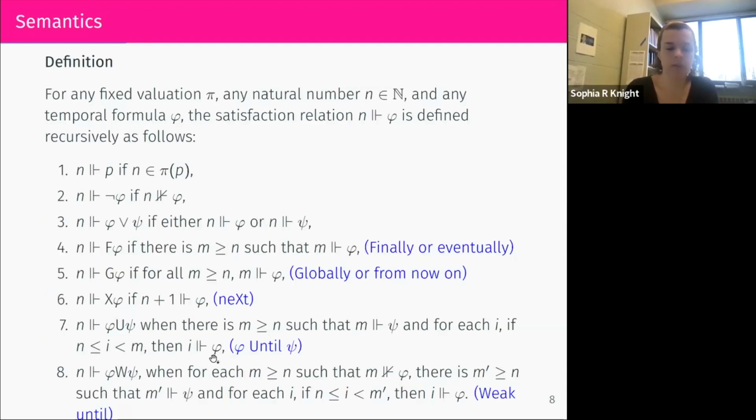And then we also have another version of until called weak until. And this says if phi is not true at some time in the future, then psi must be true at some time in the future, and phi must be true at all the time points until psi is true. So this turns out to mean either phi is always true or phi is true until psi is true, and then we don't care what happens after psi becomes true.